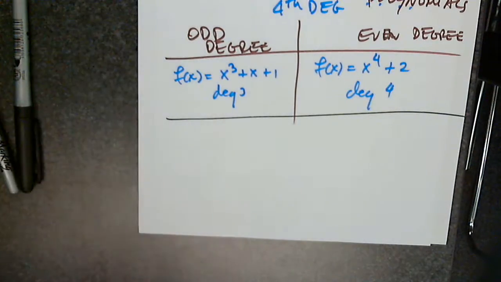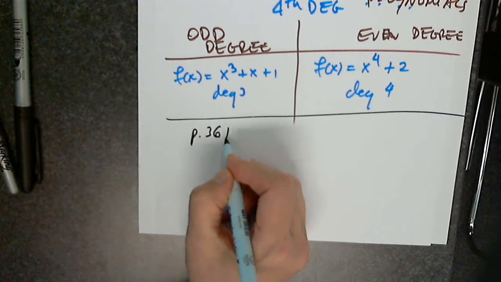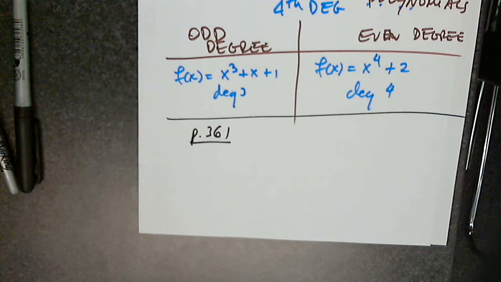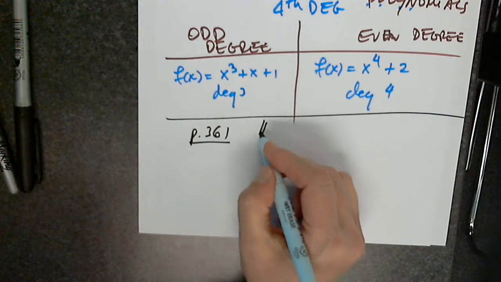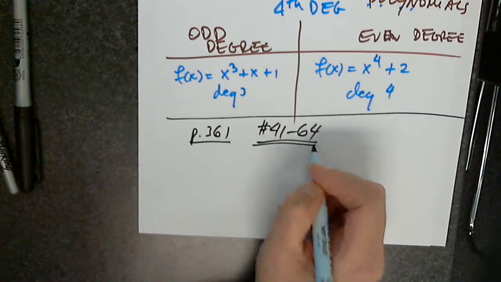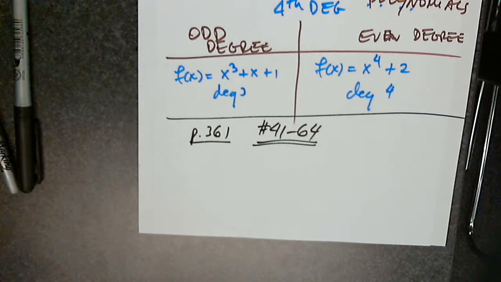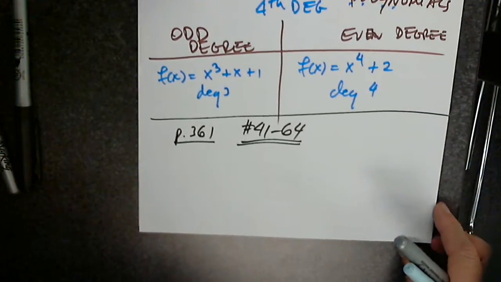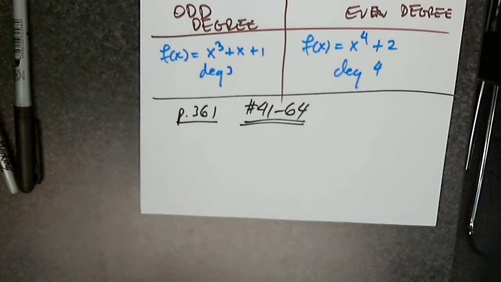I'm going to choose a problem from your book, or I let you choose. I'll tell you where they are, and you choose. You can choose odd or even. You just tell me what you're choosing. On page 361, I would like you to choose anything you want from 41 through 64. But I want you to tell me, I'm choosing this, and the degree is that. And that's what we start with. We want to start with 41.